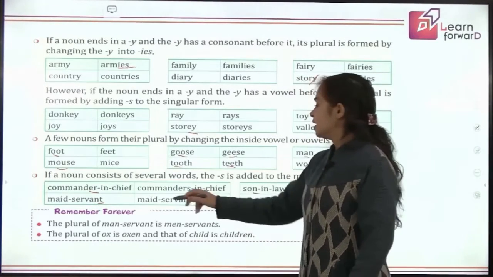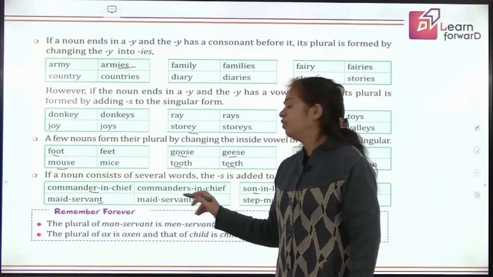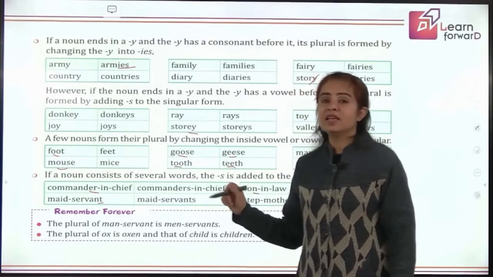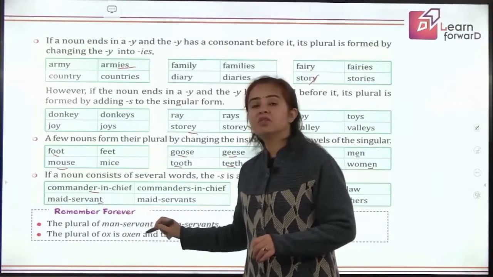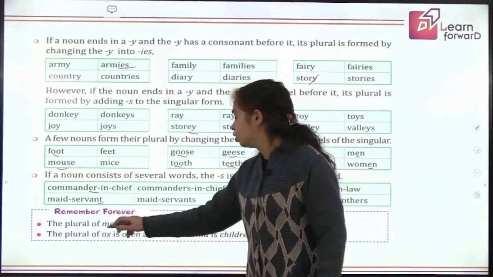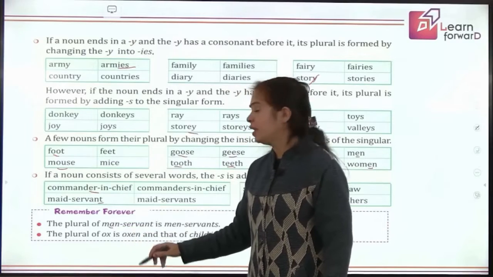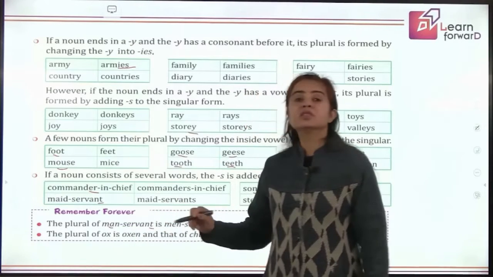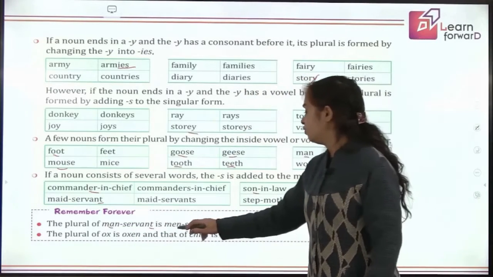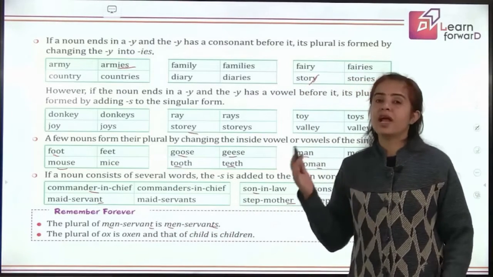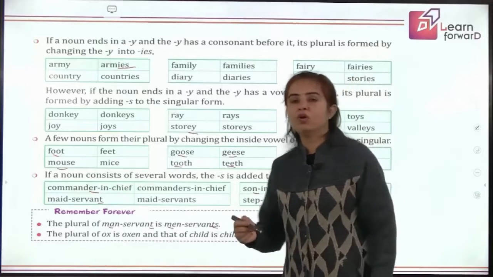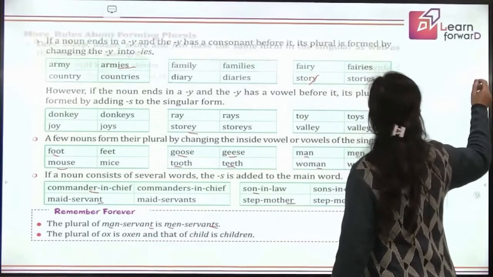Now, just like for maid servant, we have maid servants. Here is an exception that you must remember. When we have man servant, we make both of these plural, and it becomes men servants, right? And child, children, ox, oxen. We all know these, we have been learning from grade 2 onwards.